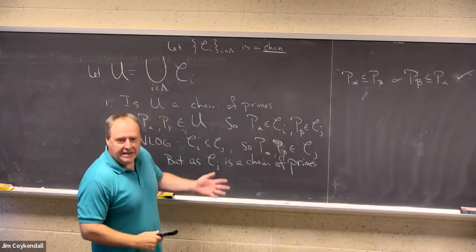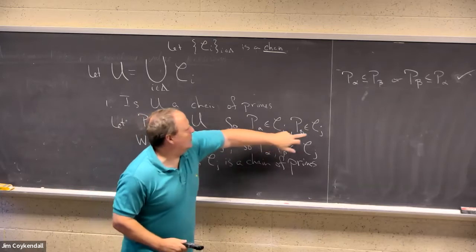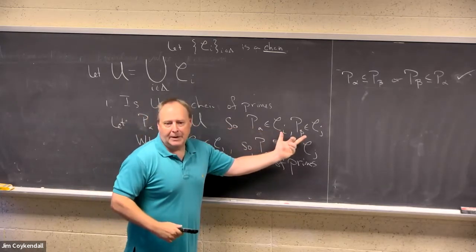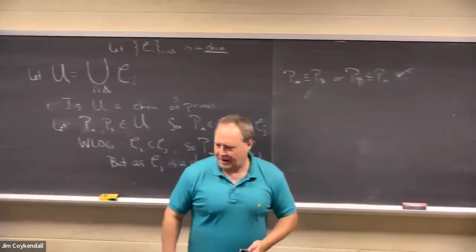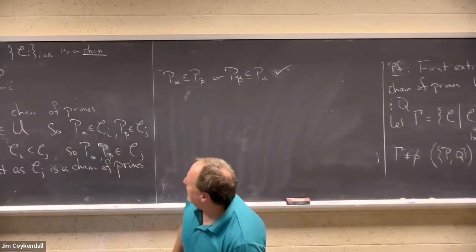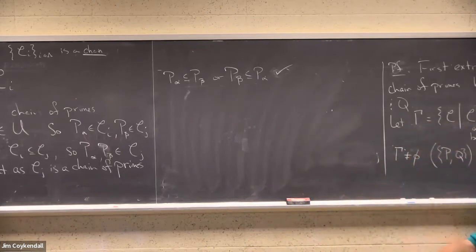This is a chain of chains. What I'm chaining is chain. So if I pick two of these, one of these chains has to be the bigger one. Is that clear? Okay, so where are we at now? Well, I know that this big thing is a chain of primes. What else do I know?